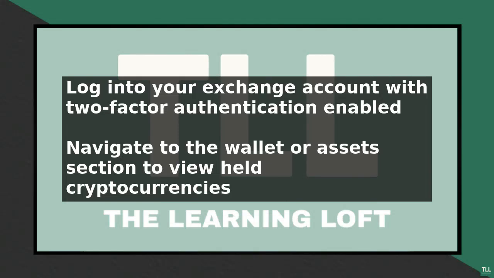To withdraw USDT from an exchange, start by logging into your account on the exchange platform where your USDT is held. Ensure you have enabled two-factor authentication to secure your account. Navigate to the Wallet or Assets section, where you can view all your held cryptocurrencies, including USDT. Next, locate the USDT and click on it to open its detailed page.